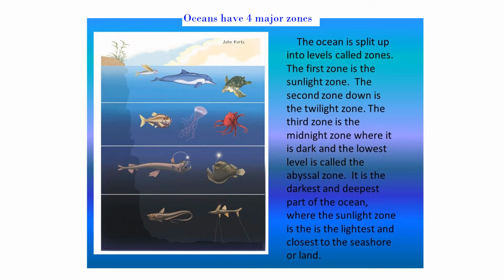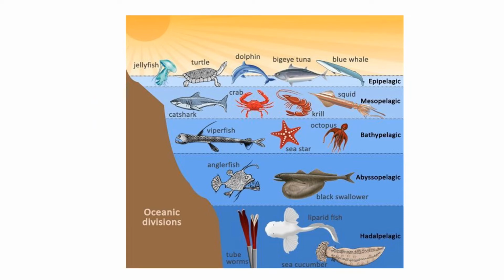The third level is called the midnight or dark zone. And the fourth level, the abyss. That's the super deep dark zone. In the midnight zone, for example, you'll see a deep sea squid and a viper fish. This diagram gives you more of a variety of the animals found at each zone. You'll also see on the right-hand side the scientific names that are used to identify these zones.